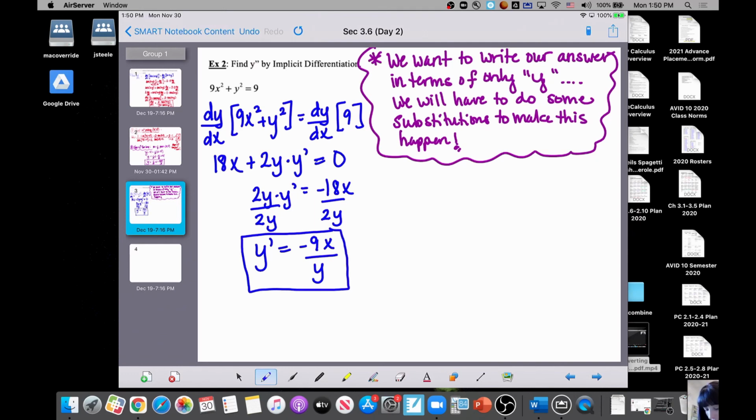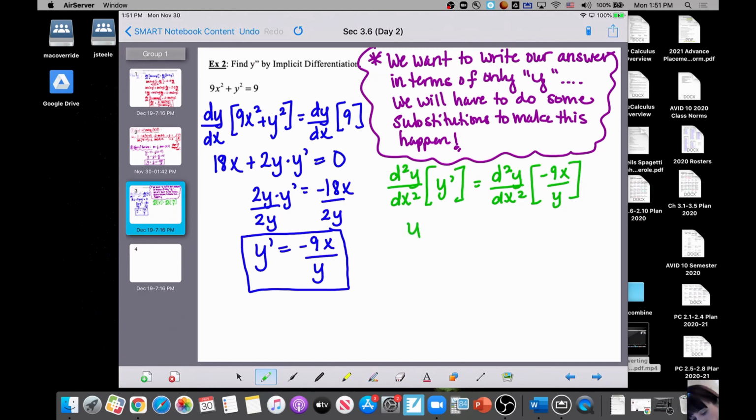I may need that at some point later in the problem. But again, my goal here is y prime prime. So now I need to take the derivative of y prime. The implicit differentiation notation for the second derivative is d squared y dx squared of y prime is equal to d squared y dx squared of negative 9x over y. Well, the derivative with respect to x of y prime is going to be y prime prime.